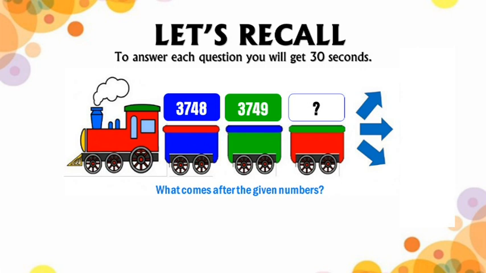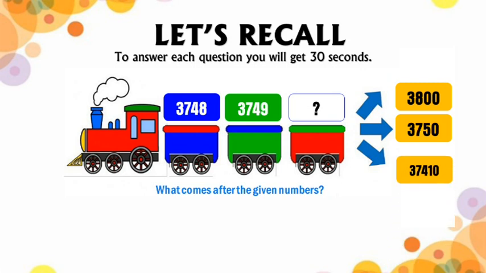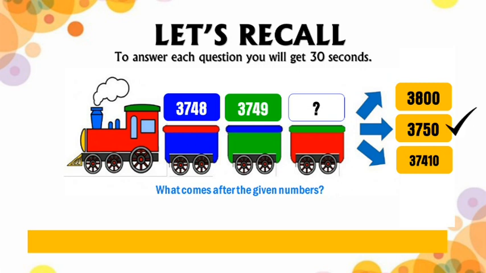Now we have arrived at question number 4. Students, try to find the answer. What comes after the given numbers 3,748, 3,749? Then what comes after the given numbers is 3,800 or 3,750 or 37,410? Excellent. The answer is 3,750.